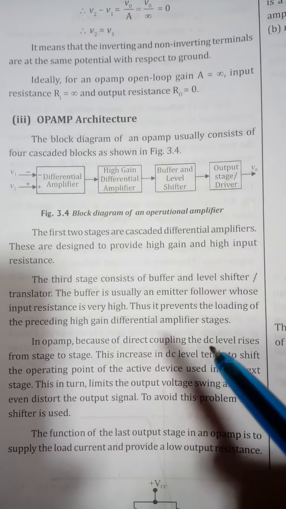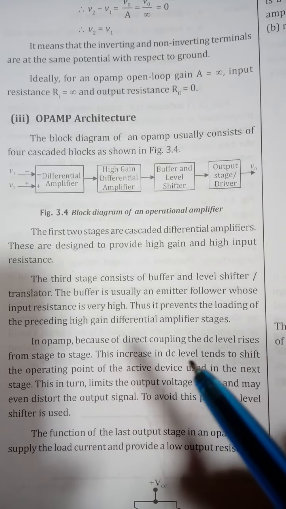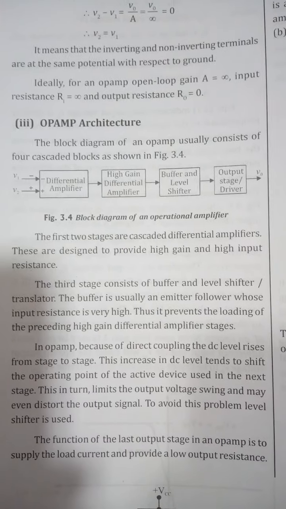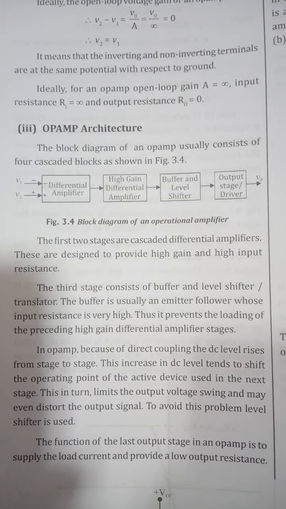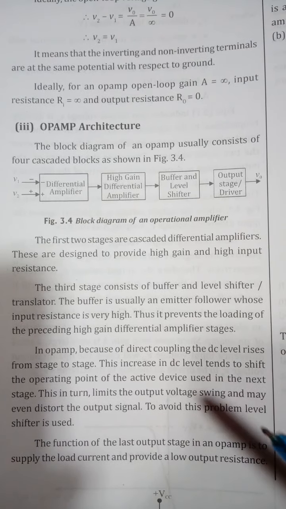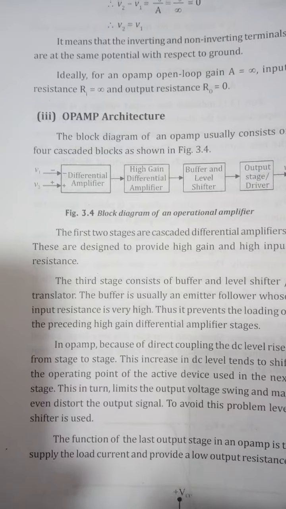Next, because of direct coupling, the DC level rises from stage to stage. This increase in DC level tends to shift the operating point of the active device used in the next stage. This in turn limits the output voltage swing and may even distort the output signal. The level shifter avoids this problem.